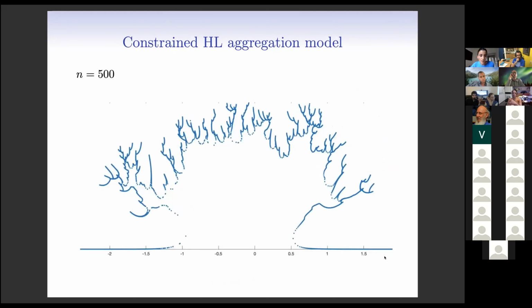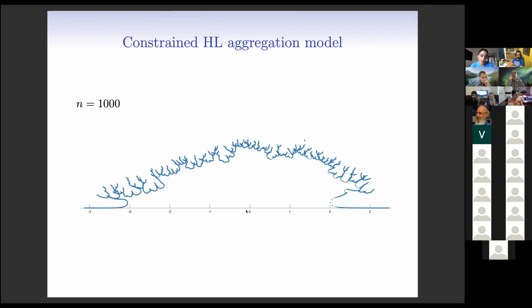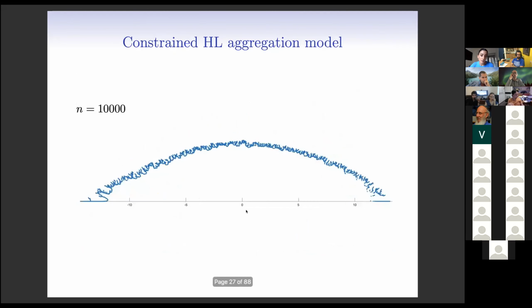So here are some simulations. This is a constrained Hastings-Levitov cluster on the upper half plane with 500 particles. And you can see that all particles are on the boundary, but here you can see some particles in the envelope. And you should think that there is a tree structure which is hidden in here, which is not plotted in this picture. And you can increase the number of particles to 1,000, 5,000, 10,000 particles. And you can see that these clusters look elongated.